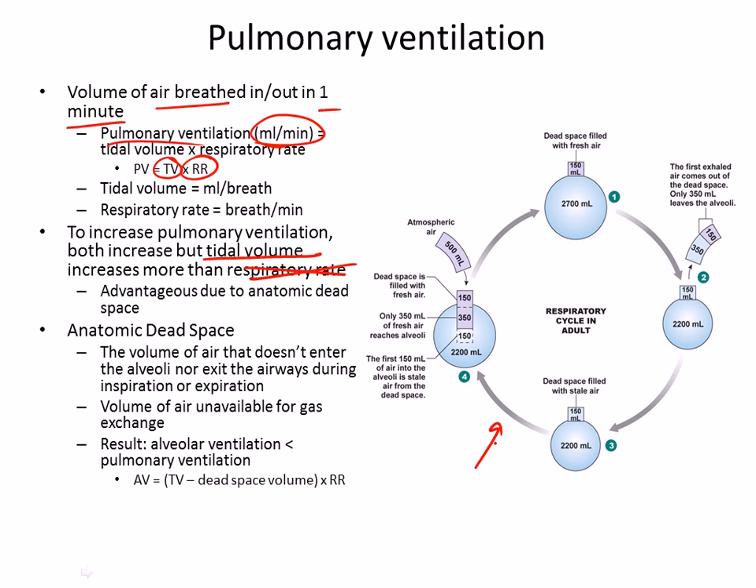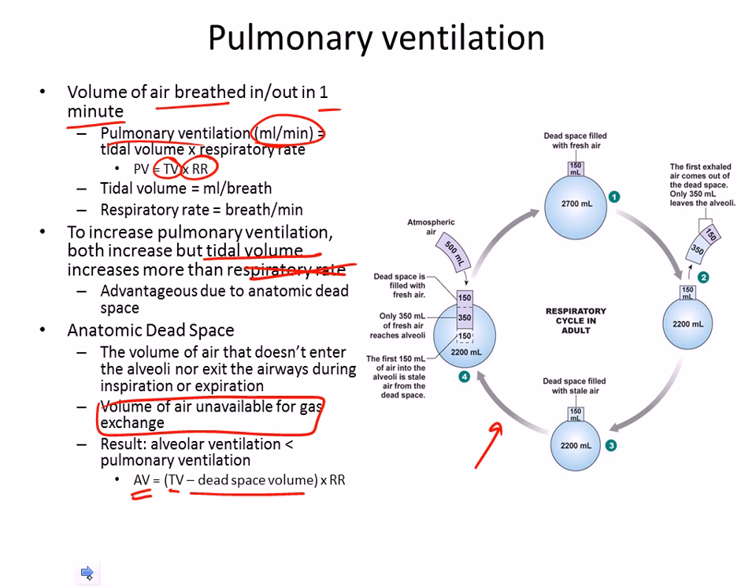All right. So basically what we're saying is there is a volume of air that is not used in gas exchange that we need to take into account when it comes to pulmonary ventilation. And so the amount of air that gets into the alveolus, the alveolar ventilation, and this is including all the alveoli, is equal to your tidal volume minus your dead space volume.